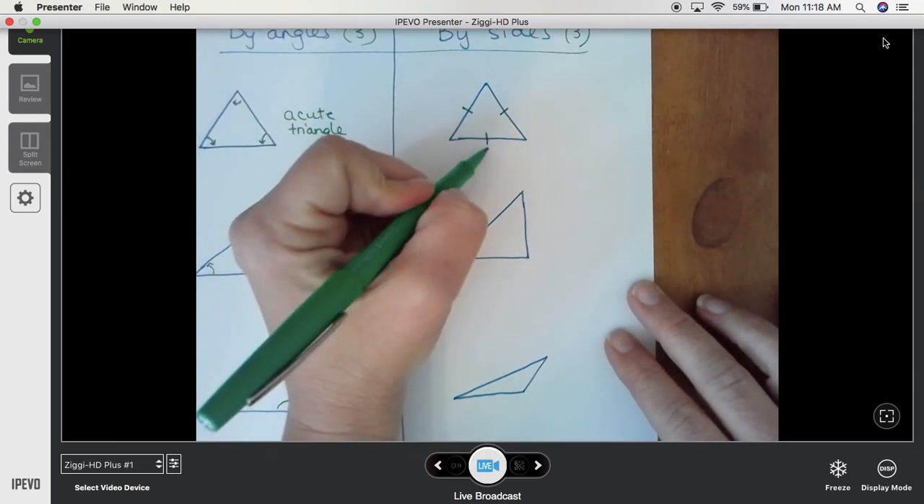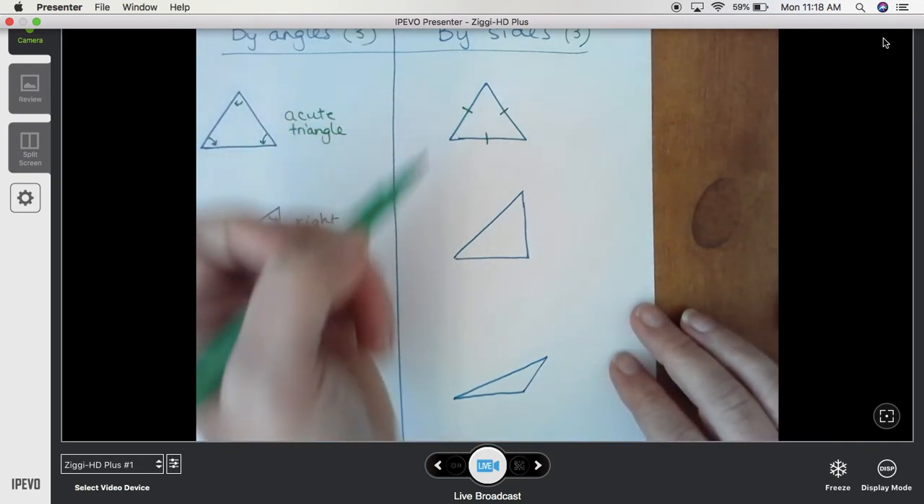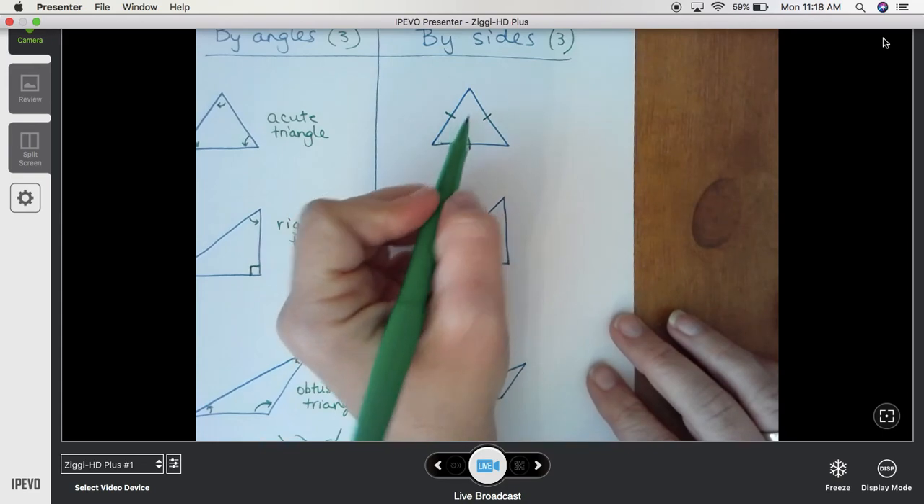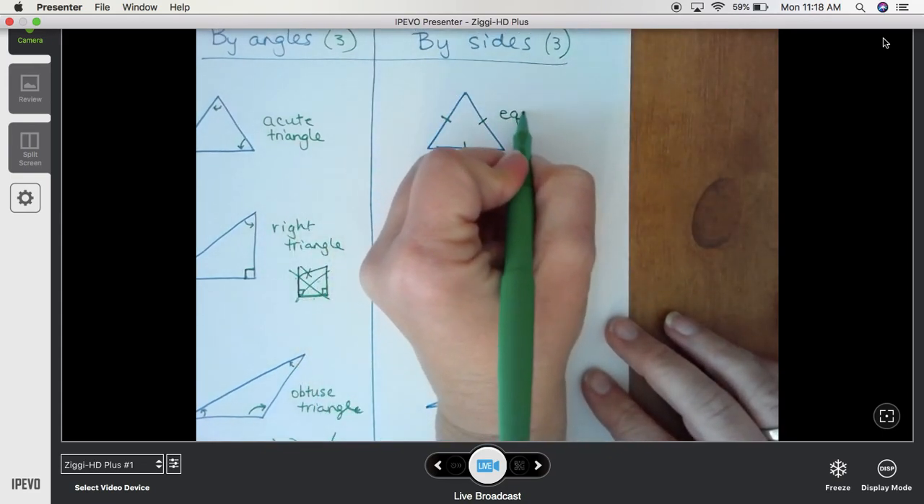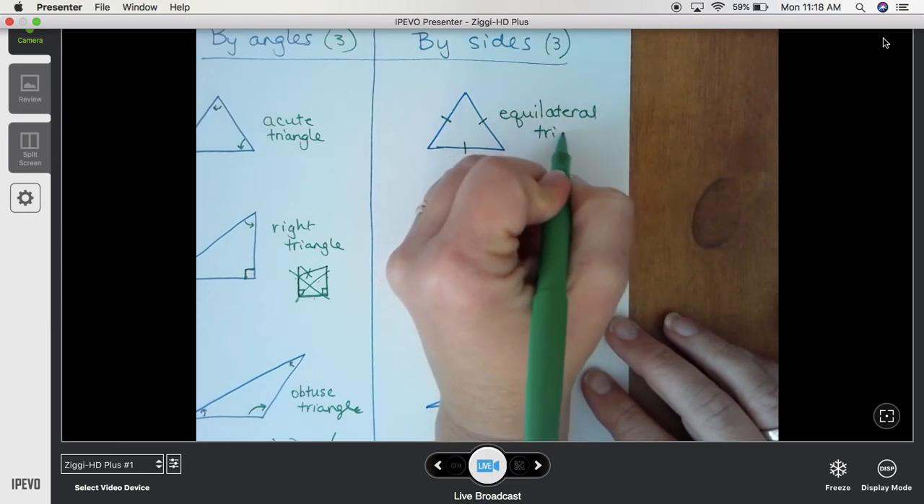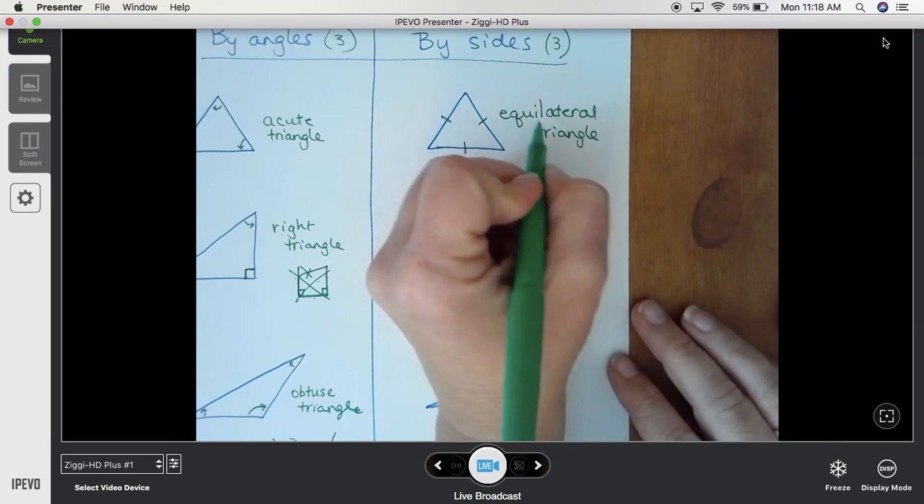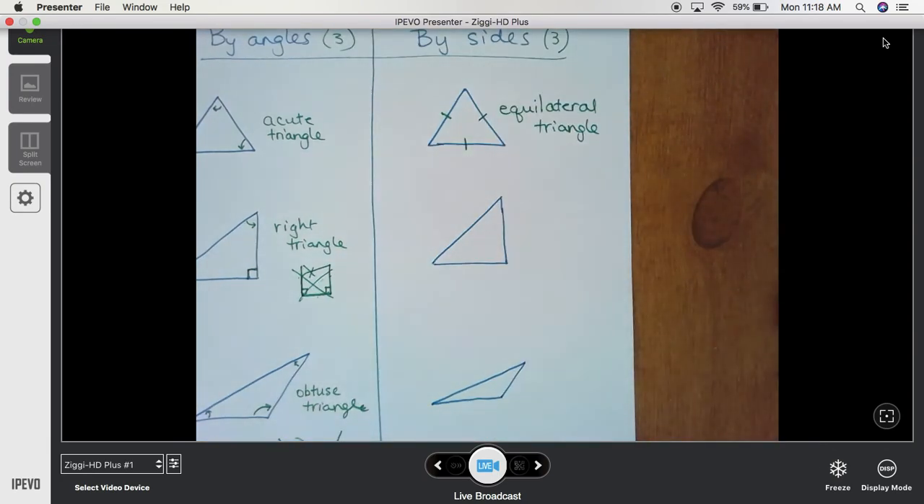Remember how we used our hash marks earlier? So if they have the same number of hash marks, they're equal distance, equal lengths. So if it has 3 equal sides, it is called an equilateral triangle, because equal means equal, same, and lateral means sides. So it's an equal-sided triangle, equilateral.